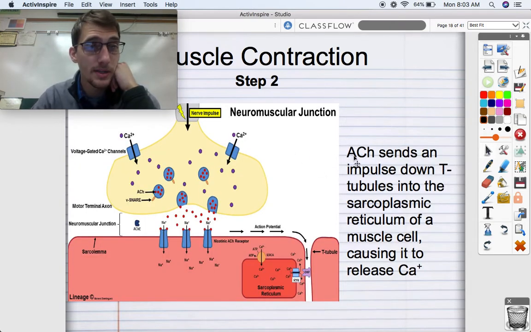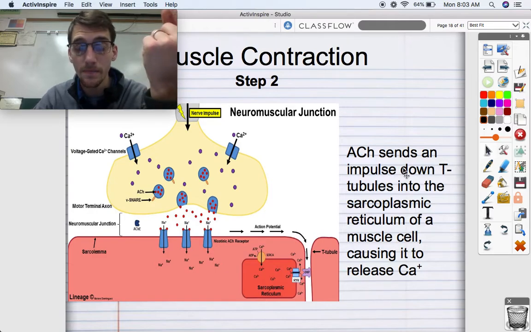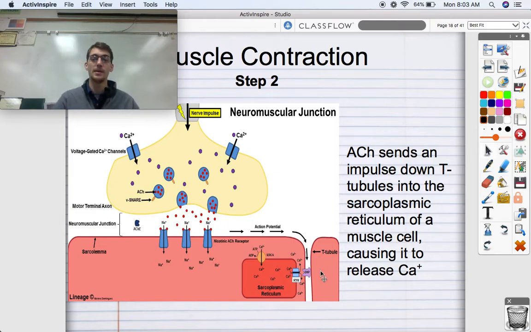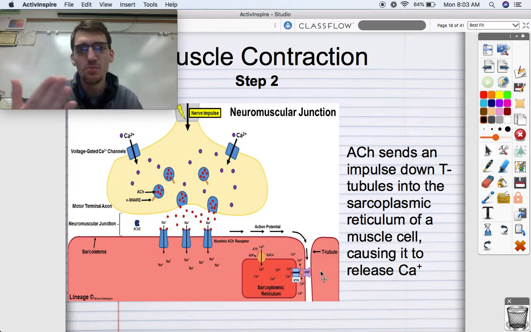ACH, that acetylcholine, that signaling molecule, sends another electrical signal down something called T-tubules into the sarcoplasmic reticulum of the muscle cell, causing it to release calcium. We talked a little bit about the sarcoplasmic reticulum in our last video. It's like the endoplasmic reticulum of a regular cell, but since it's a muscle cell, it's the sarcoplasmic reticulum. So we're just going to call it the SR.